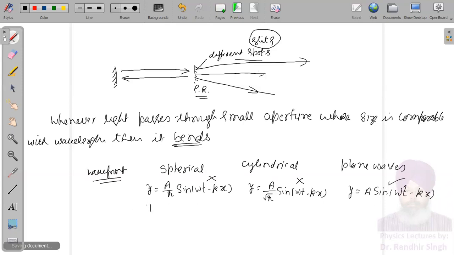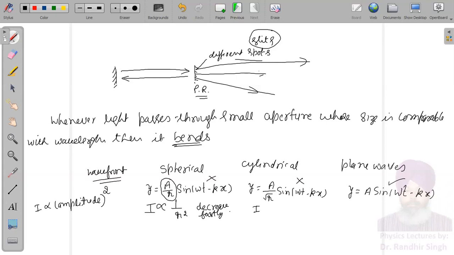In this case, you know that intensity is proportional to the square of the amplitude. What is the amplitude of a spherical wave? This is the amplitude, so what will be the intensity? It will be proportional to 1 by r square. So intensity will decrease fast with distance. As you go away from a bulb, the effect of its light decreases fast.